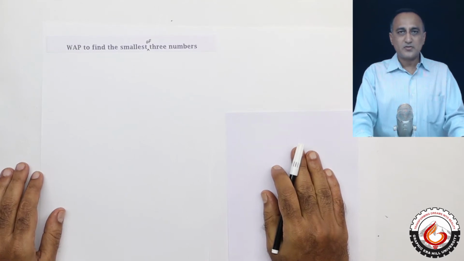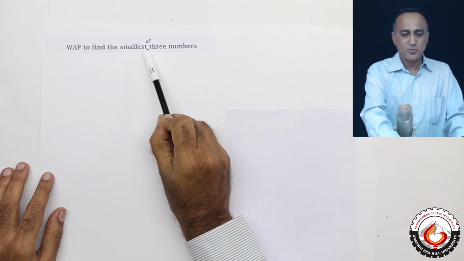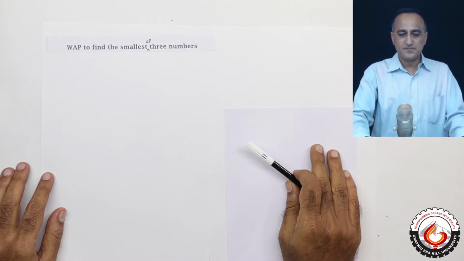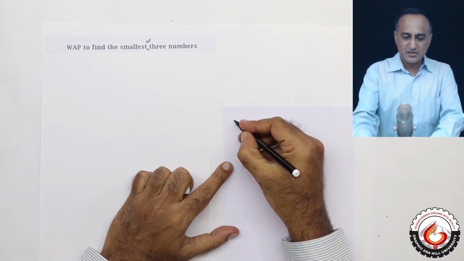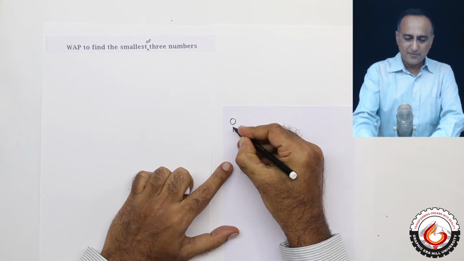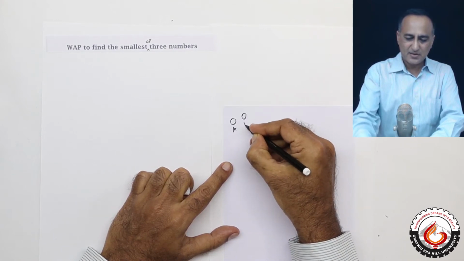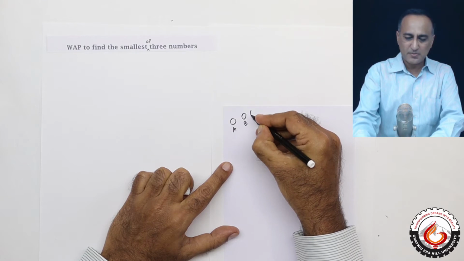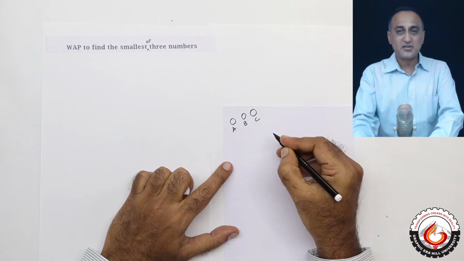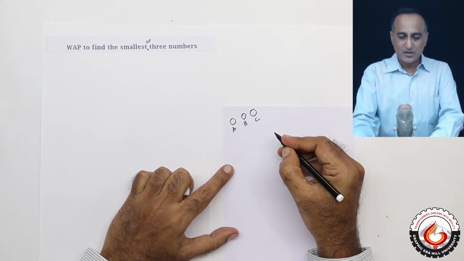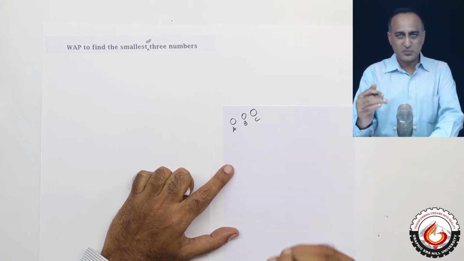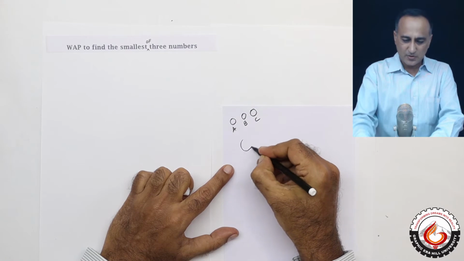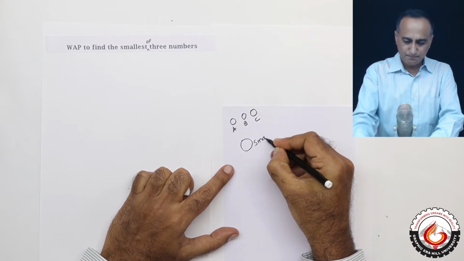Let us now write a pseudocode to find the smallest of three numbers. So in order to find the smallest of three numbers, I'll assume my first number is A, second number is represented by variable B, and third number is represented by variable C. And I will store the result of which is the smallest of these three numbers in another variable called small.